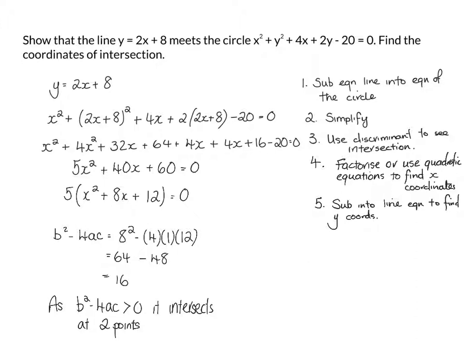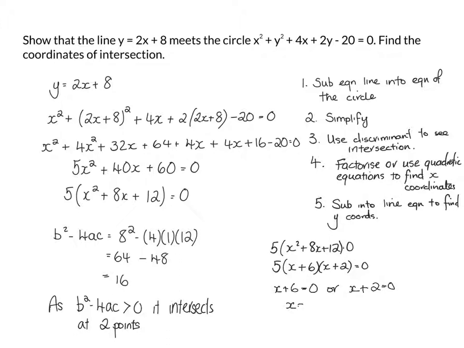Right, so since we've done that, we have 5 x squared plus 8x plus 12 equals 0. So 5, and then it's x plus 6, x plus 2. So that means we have x plus 6 equals 0, or x plus 2 equals 0. So we have the points x equals minus 6 and x equals minus 2. And we can put them in.